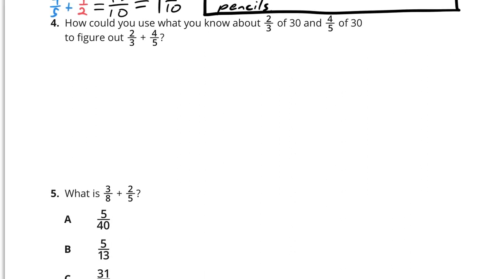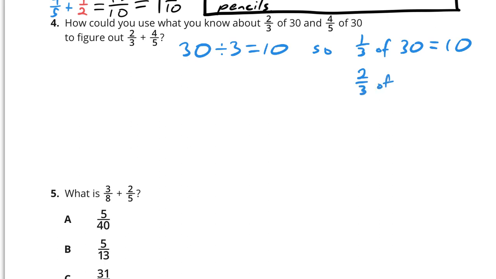All right. How could you use what you know about 2/3 of 30 and 4/5 of 30 to figure out 2/3 plus 4/5? Well, how do we figure out 1/3 of 30? If we have 30 and we split it into 3 equal groups, that would be 10, right? Basically, we're saying 30 divided into 3 equal groups is going to be 10. So 1/3 of 30 is 10. And by that token, we also know that 2/3 of 30 would be 20. Okay?